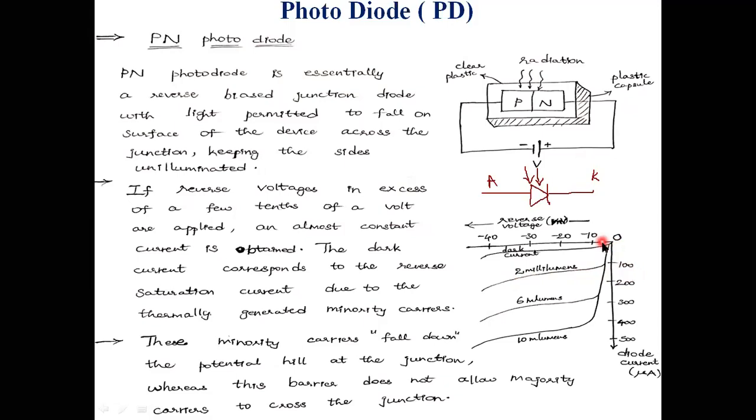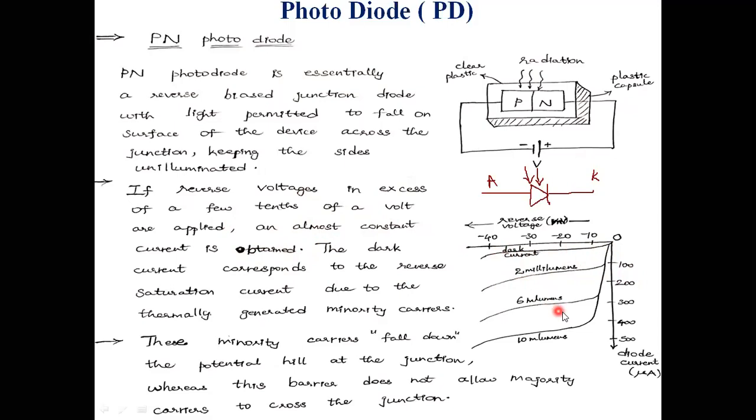Below this zero, the flow of current is very small. In the reverse bias condition, below the zero current, I can treat that current as dark current here. The conduction current is very small below the zero level. If a reverse voltage in excess of a few tenths of a volt is applied, an almost constant current is obtained.